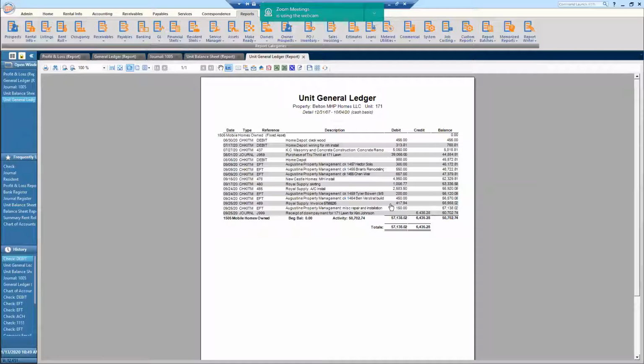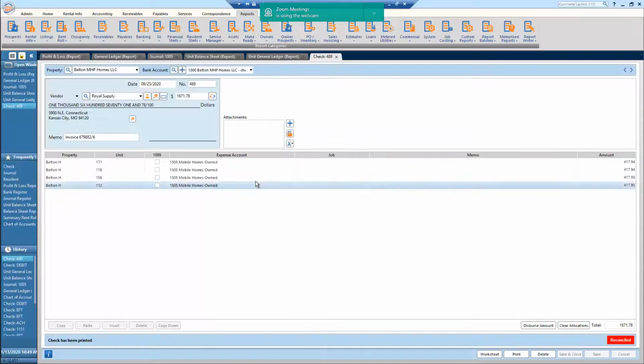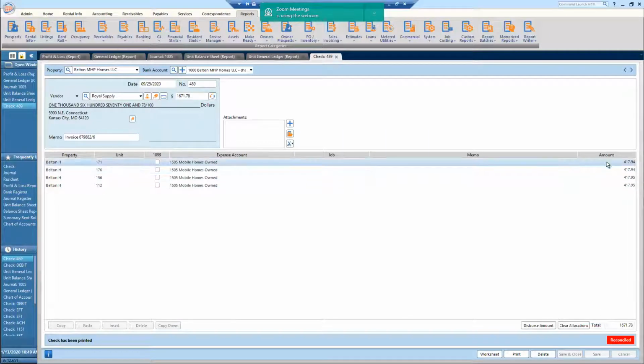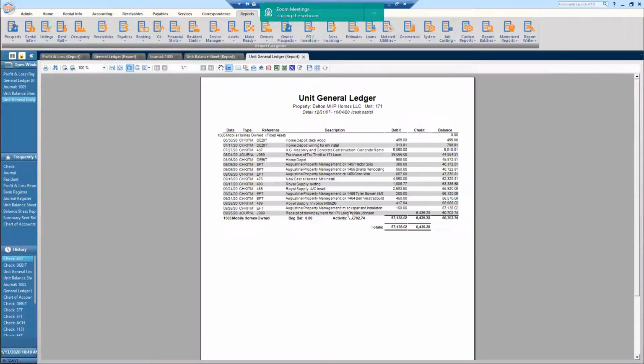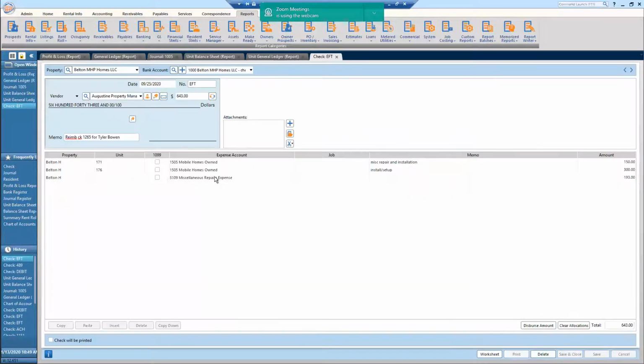Royal Supply, I don't know what that is. It's different than skirting. We would have allocated, that's, I don't know what that is, Kristen. Oh, that's for the steps, probably. We've got steps in the back of the house. And then we paid APM $150 for miscellaneous repair installation. That should have been a reimbursement for check 1265 to old Tyler.